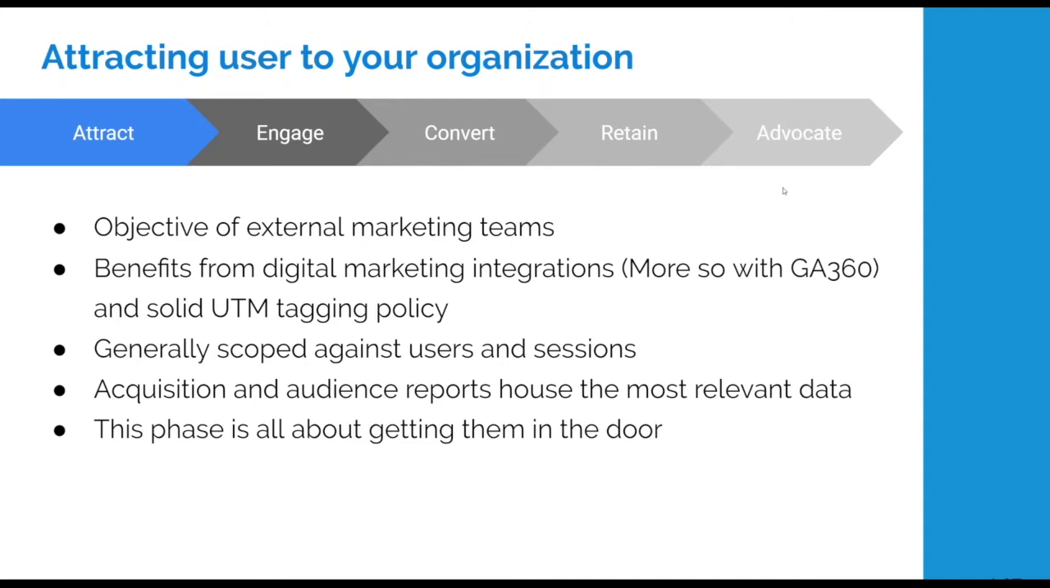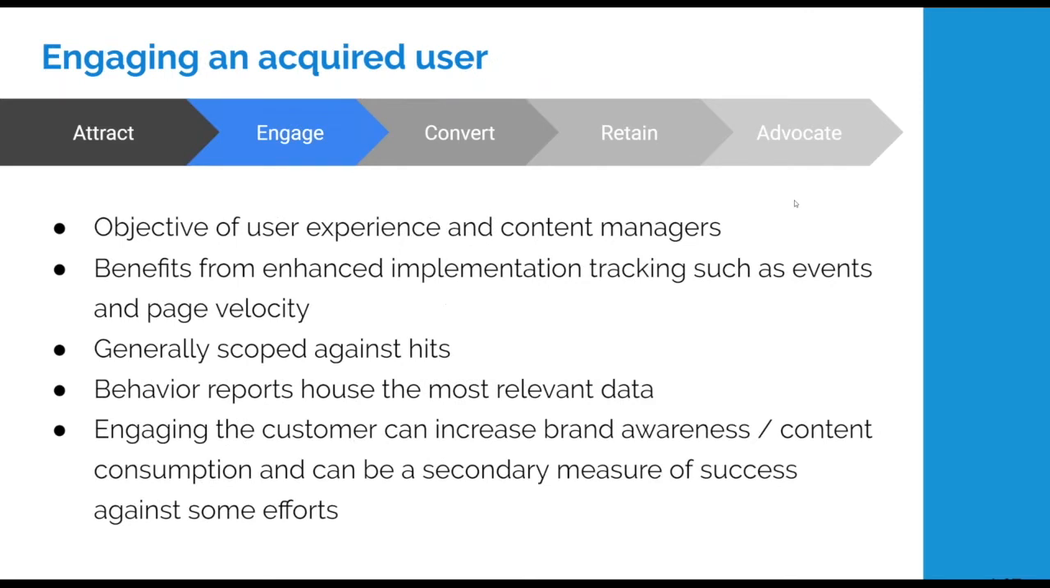After they are through the front door, they essentially move into the engagement step. How long do they stay? This section of the cycle is typically owned by folks who are in the user experience and content management sections. These are your content generators. These are also your developers too, attempting to make features to entice them to interact with the page a little bit more. This does benefit from enhanced implementation tracking such as events and page velocity, as well as user engagement metrics, and so on and so forth. This is generally scoped against hits.